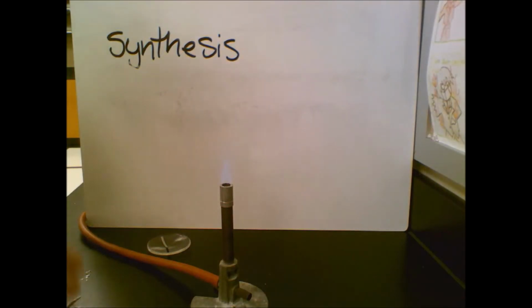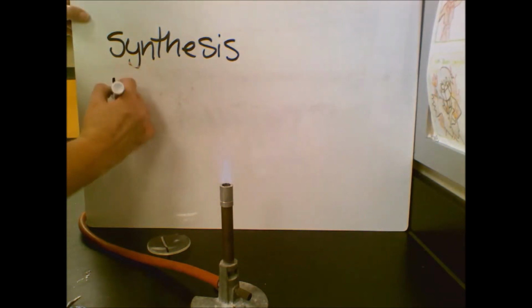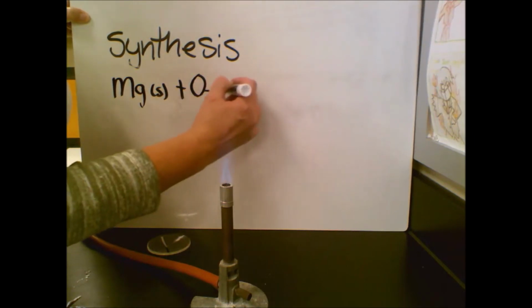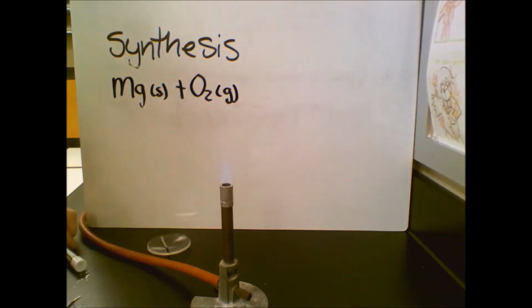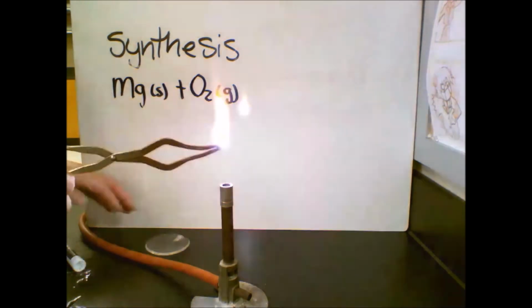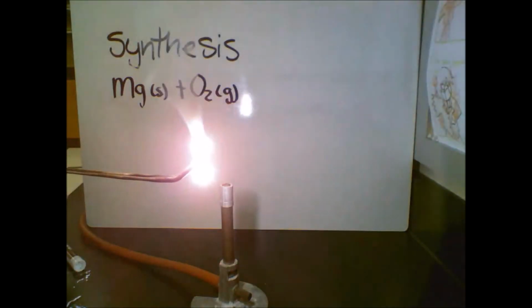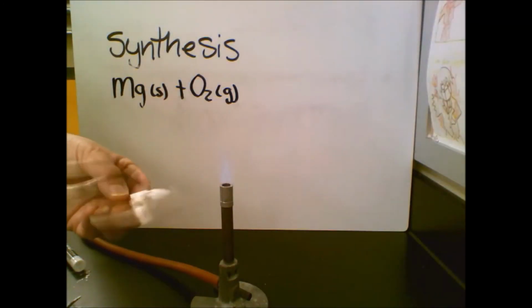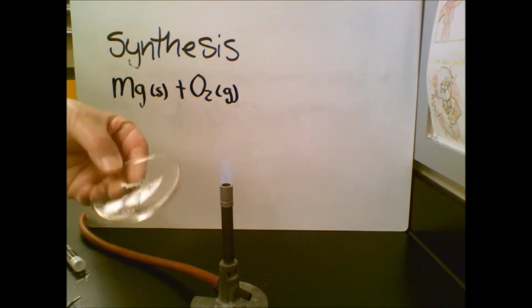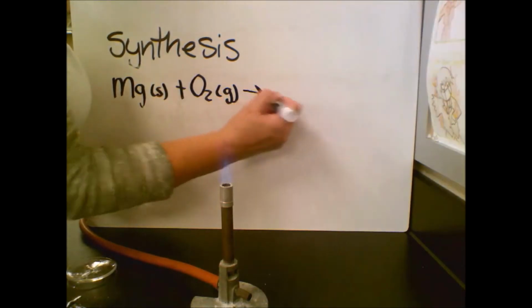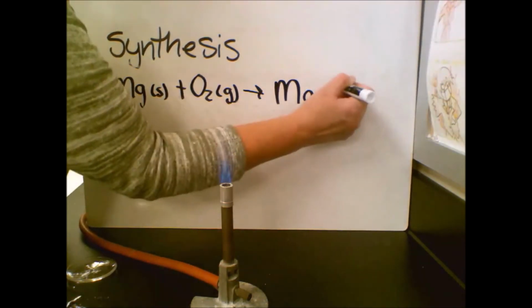So our first reaction is a synthesis reaction. What we're going to do is we're going to take some magnesium solid and we're going to react it with oxygen gas. So here is my magnesium solid. To react with oxygen gas, we're just going to burn it. And whoa, look at that. Wouldn't you know, magnesium sparklers? Cool stuff. And what we've made is magnesium oxide. So we have produced magnesium oxide.